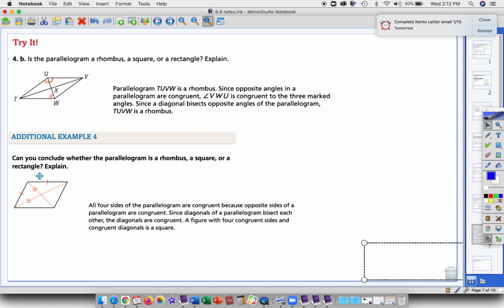So again, don't go by what the figure actually looks like. You might be saying, well, they don't look like right angles. It's not going to be drawn to give away the shape. You have to go by the markings on the diagram.